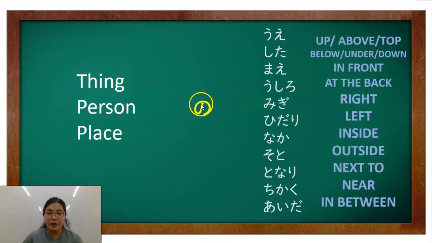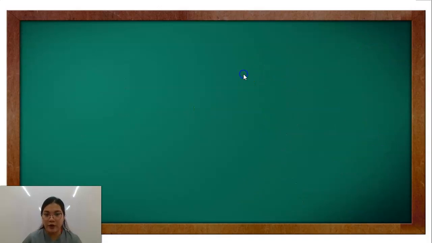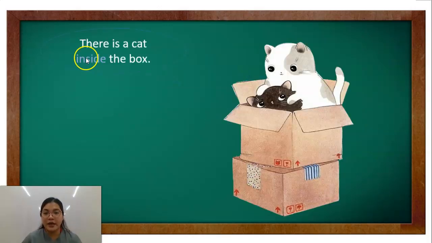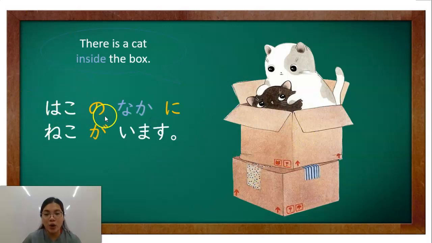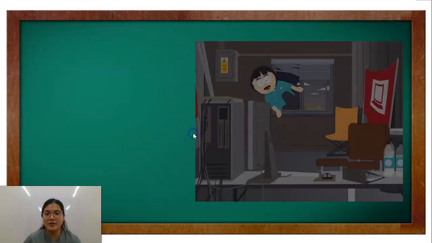You just add particle no and you attach which place it is. For example, you are going to say, there is a cat inside the box. So, box is hako. So, you are going to say, hako no naka ni neko ga imasu. Again, hako no naka ni neko ga imasu. Inside is naka. So that would mean hako no naka ni neko ga imasu. Okay?